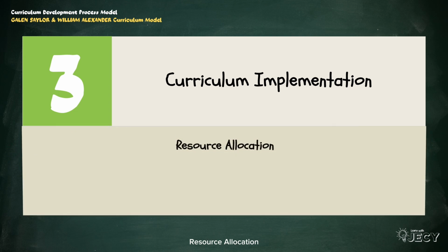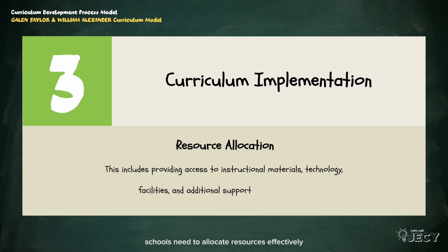Resource allocation. Schools need to allocate resources effectively to support curriculum implementation. This includes providing access to instructional materials, technology, facilities, and additional support staff as needed. Resources should be aligned with the curriculum design and the diverse needs of the students and teachers.